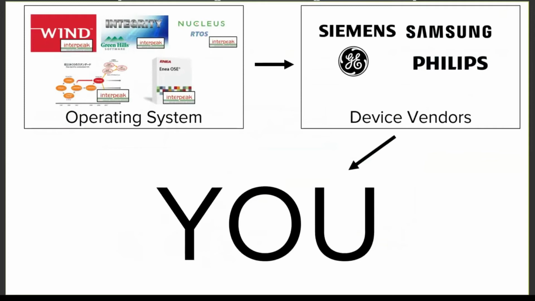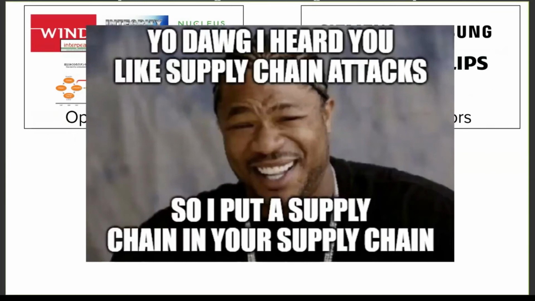And once they bought it, they made a device and sold it to you. So basically, you have a supply chain inside your supply chain, which is a really big problem to track down and try to understand what happened in terms of the security of it and level of indirection.